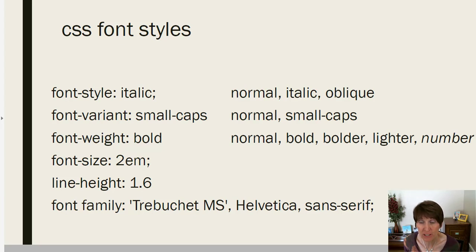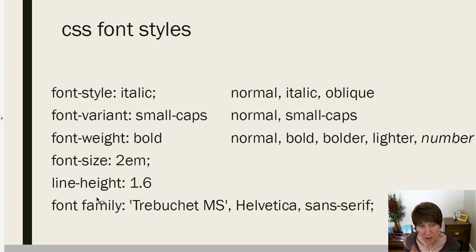Now there's some other font styles that we can use. We've already seen font size, line height, and font family, but we can set the font style. Here, this style rule sets it to italic, but it can be set to normal, italic, or oblique. Font variant can either be normal or small caps, and font weight can be normal, bold, bolder, lighter, or some number. So lots of different choices there.